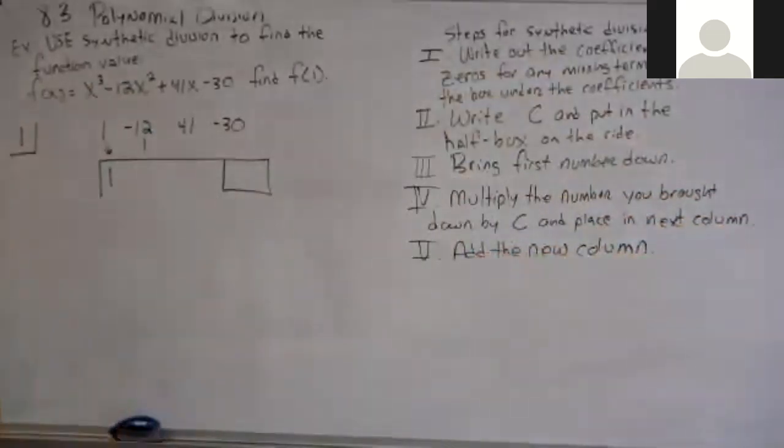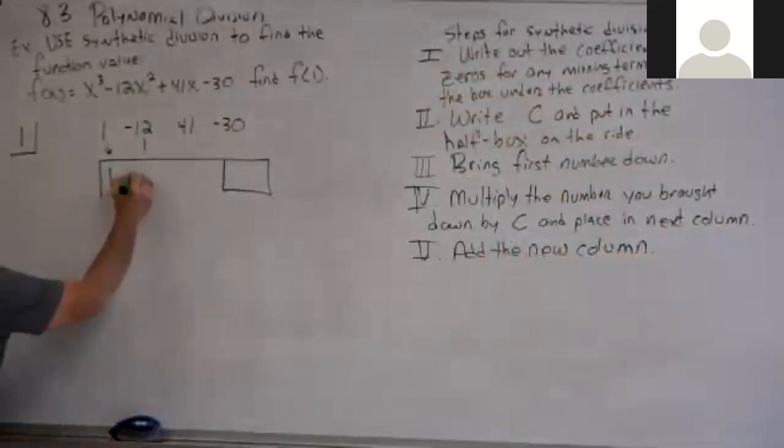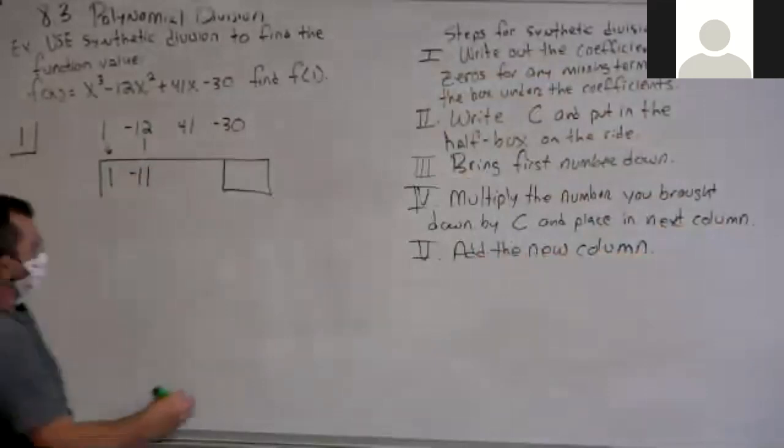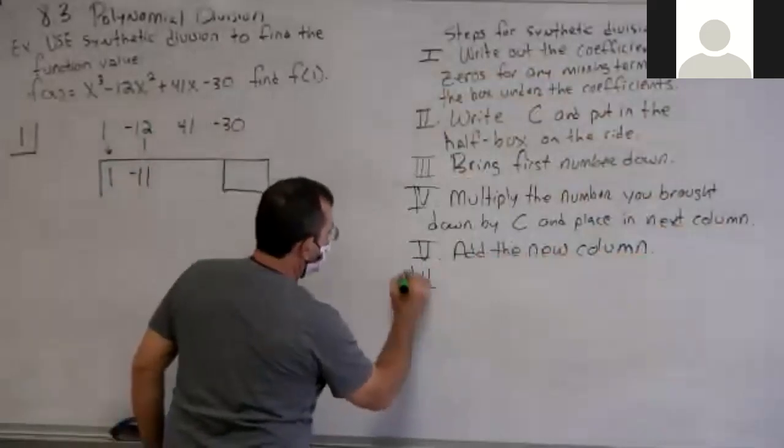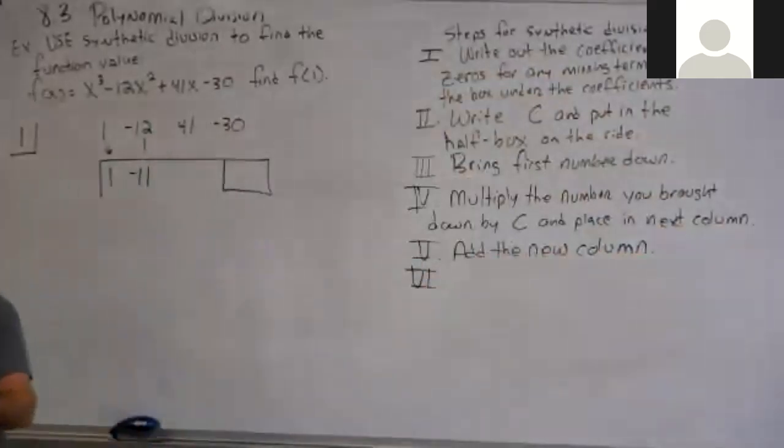So a negative 12 plus 1 is going to give me what, a negative 11? So negative 11 is now my second number in the box. Take that new number and repeat the process. So now you'll take negative 11 times 1, which is negative 11.